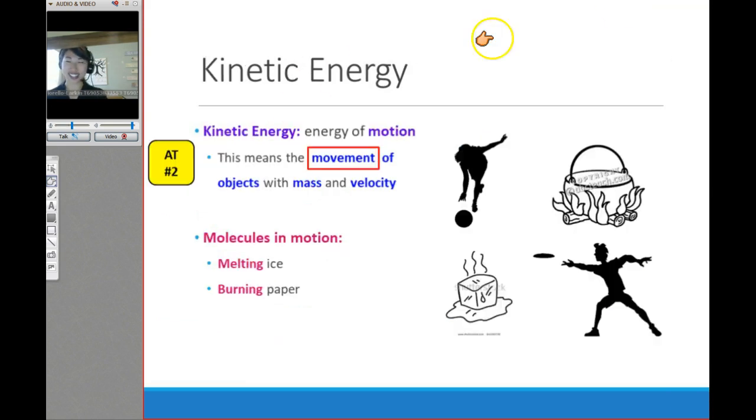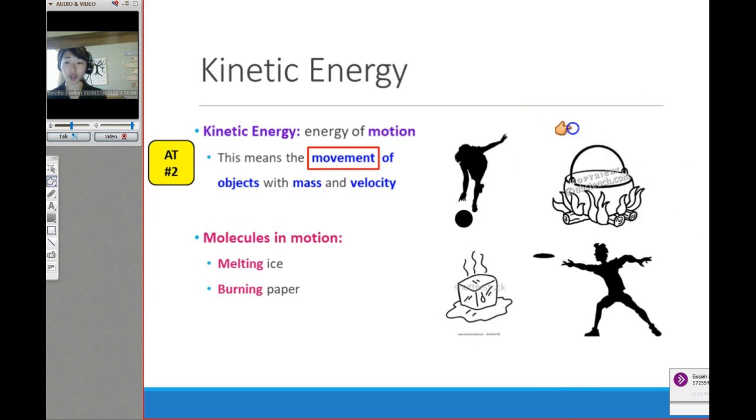All right, here we go. So we talked a lot about potential energy just then and a little bit about kinetic. So let's go ahead and talk a little bit more about kinetic. Again, kinetic means motion. So kinetic energy is the energy of motion. Pretty simple at this point. You're going to hear it 1,000 times. So this means that objects that are moving, that have mass, that have velocity, velocity being like a speed, are going to have kinetic energy.